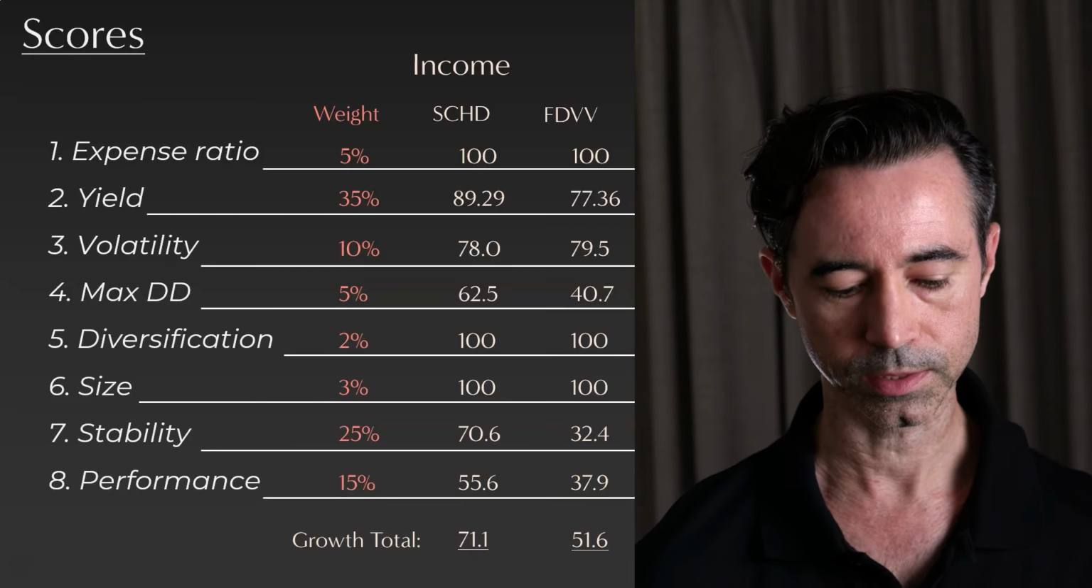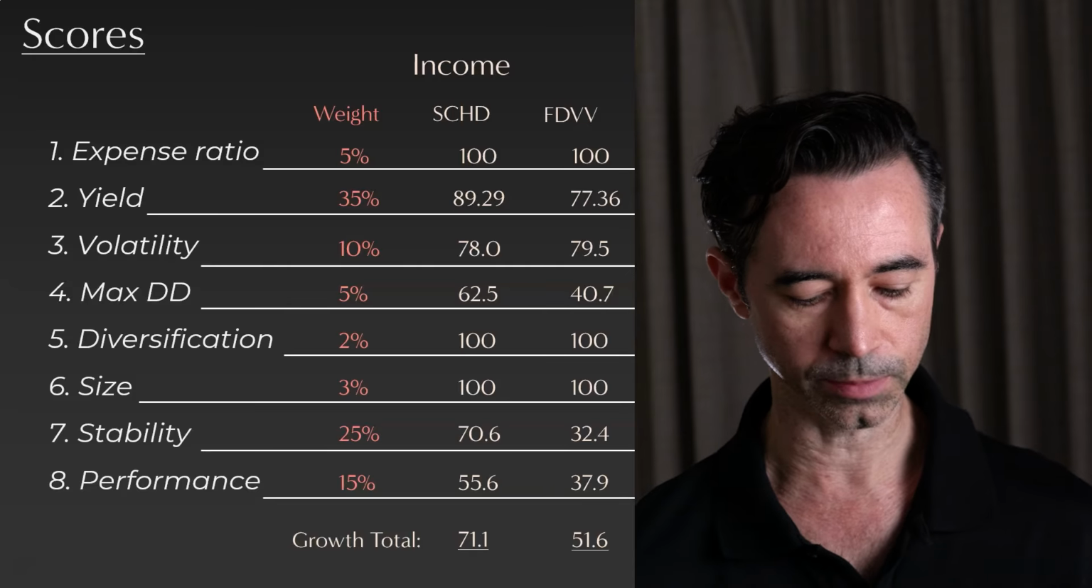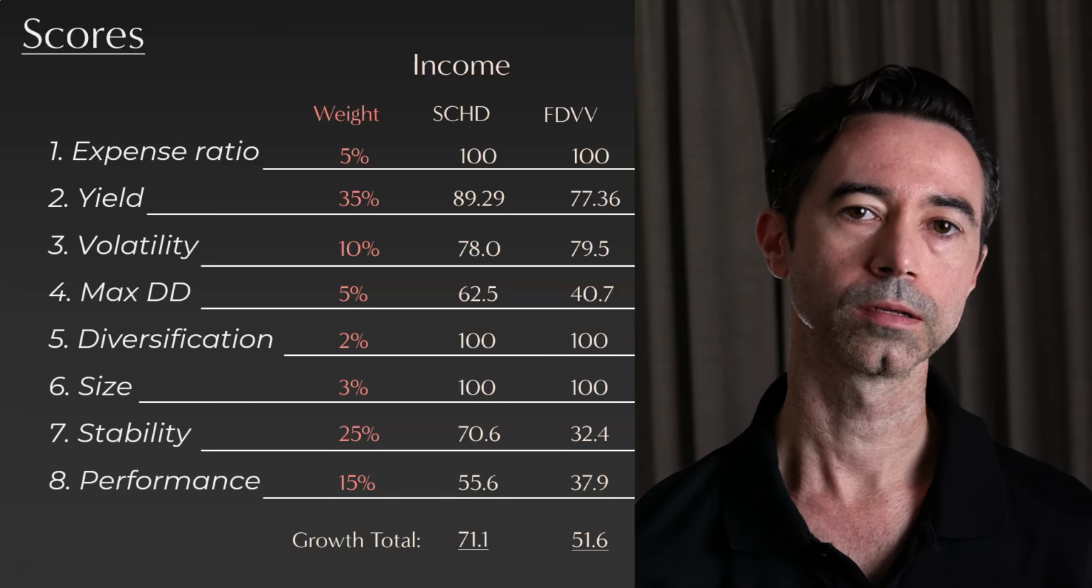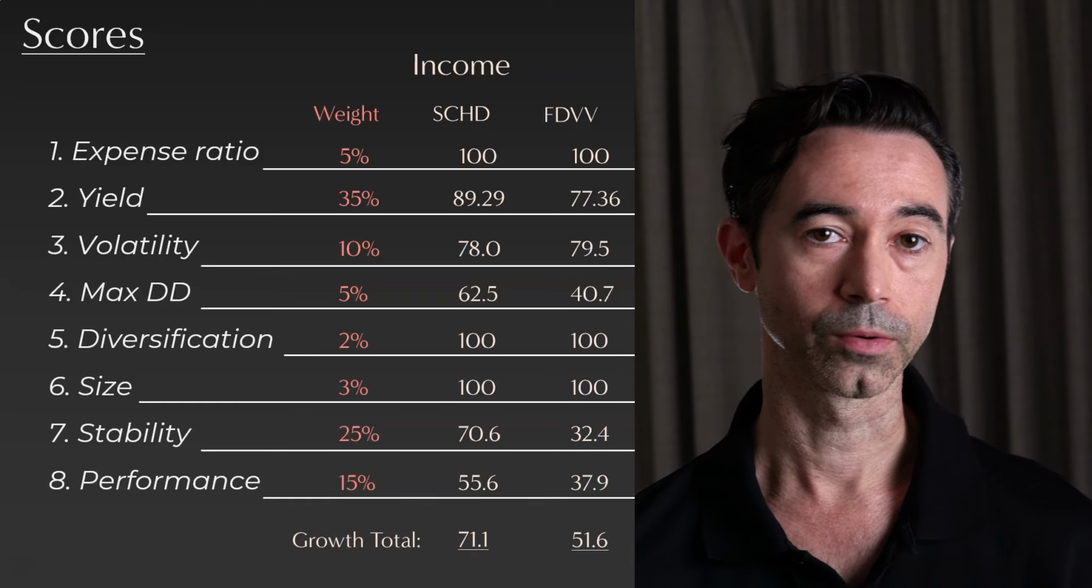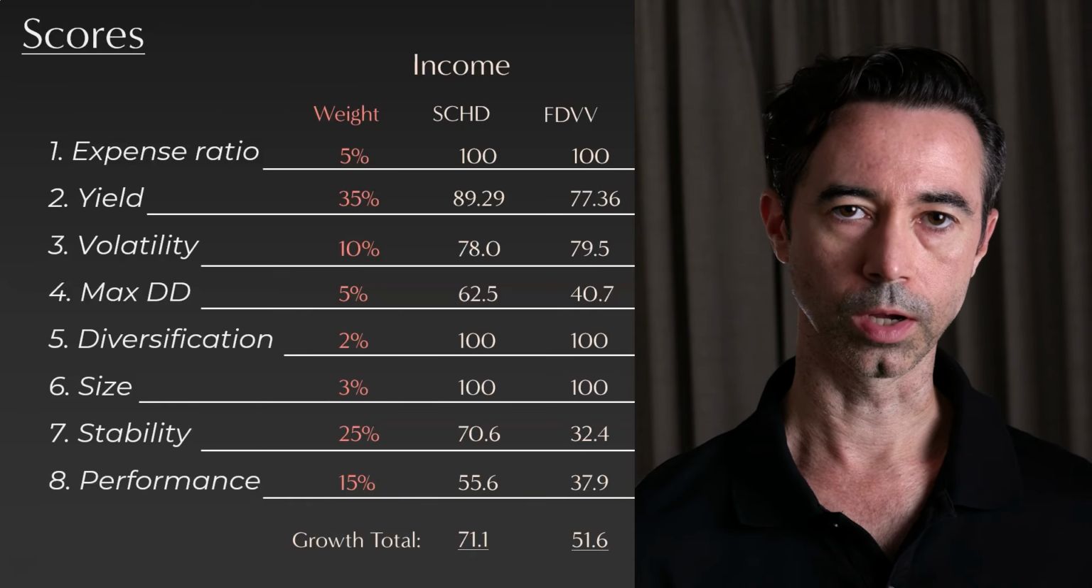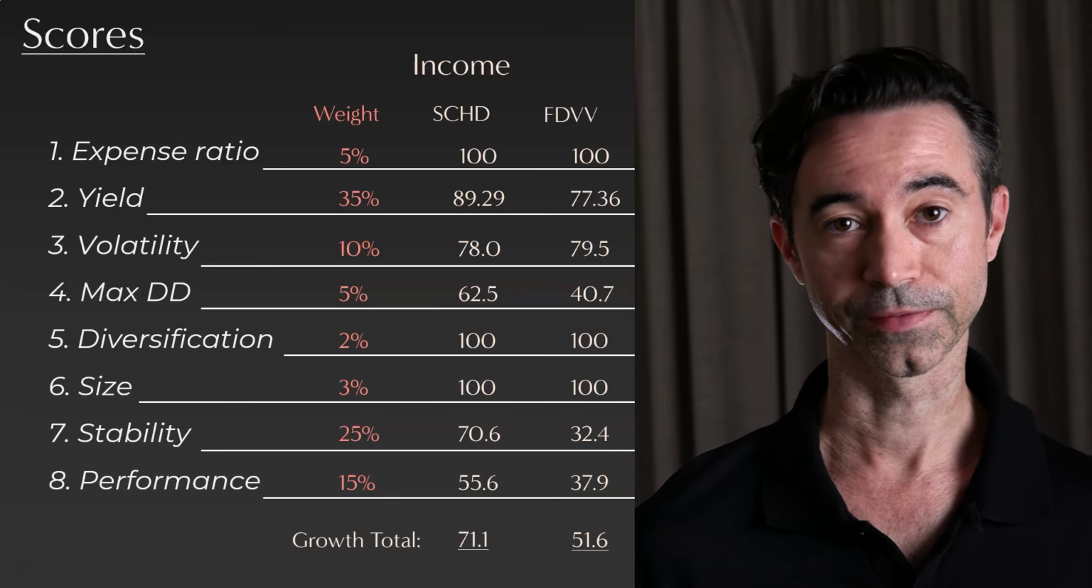So yield, of course, is 35% of the score. That's the most important. Stability is 25% of the score. So it's a very important part, that stability part I mentioned, of my scoring system. And you'll see SCHD is a 71.1 as the score, and then FDVV has a 51.6.